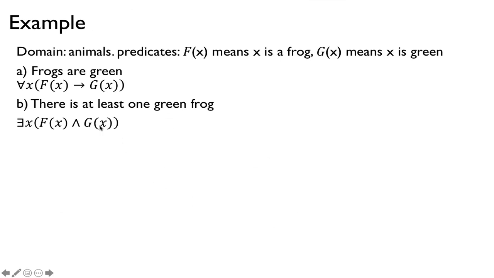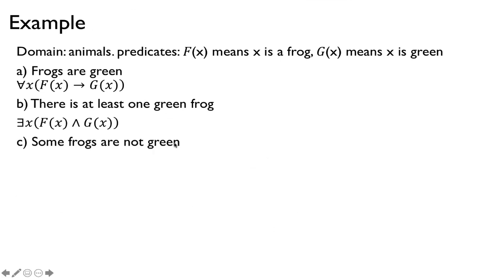Now we notice we have an interpretation, because f of x and g of x could represent anything you want. In this case, we interpret them as being a frog and being green, and our domain is animals. So this statement is in a first order language, but when you interpret it, there's an interpretation to the language. And of course, for any language, you can have multiple interpretations. F could represent something else, for example.